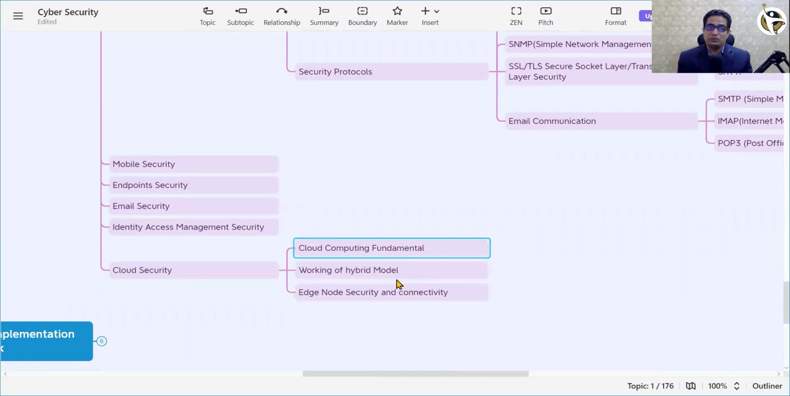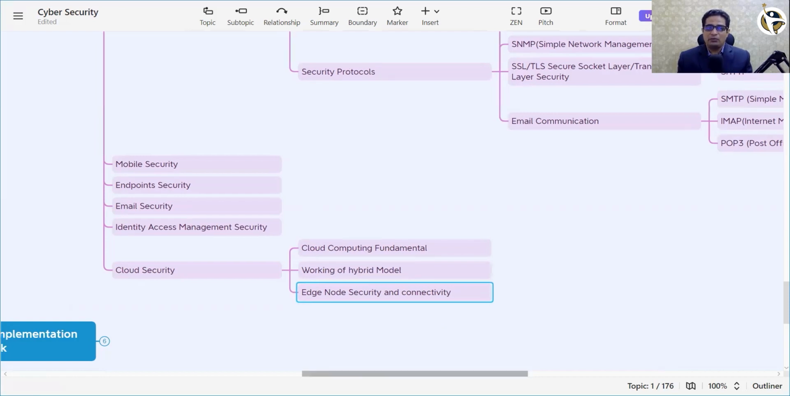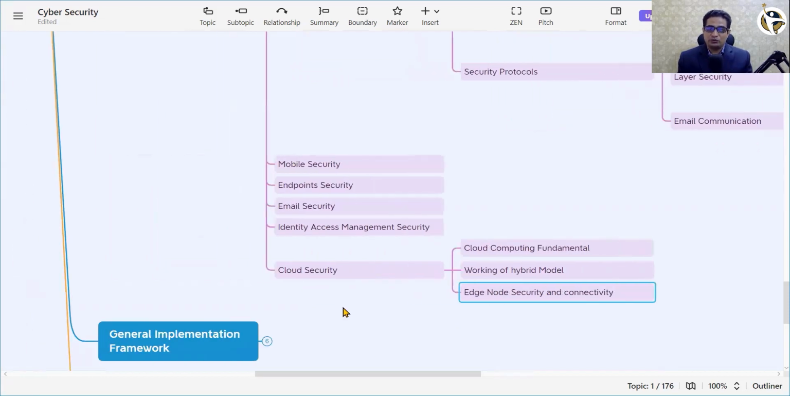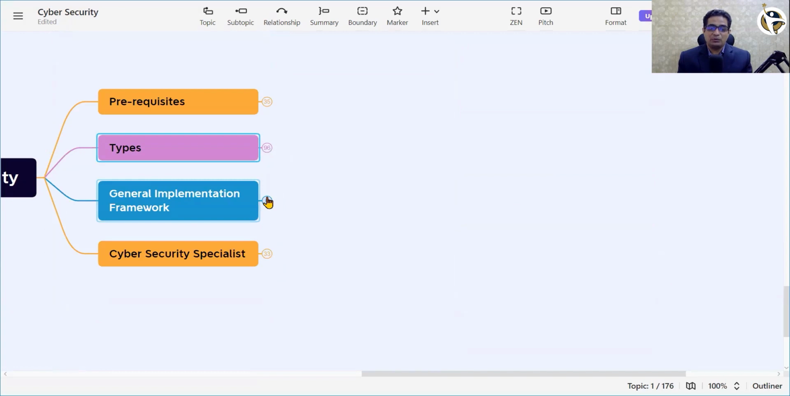So you need to know some fundamentals of cloud computing, the working of the hybrid model, and edge node security and its connectivity, and the overall network which is on the cloud platform. So you need to understand that part also as part of your security. So these are some of the types as part of cybersecurity.